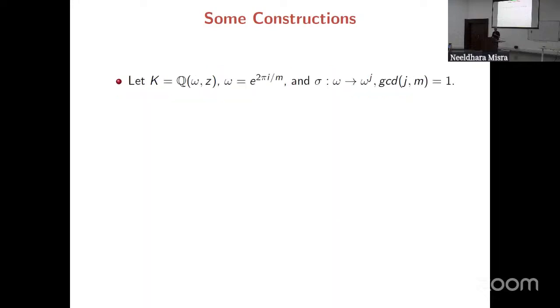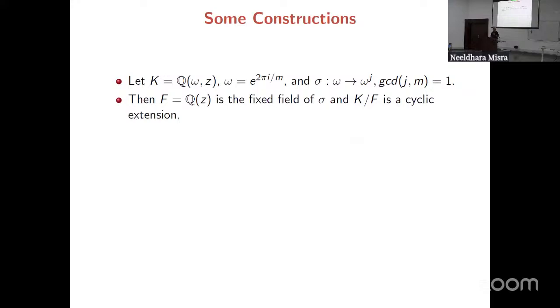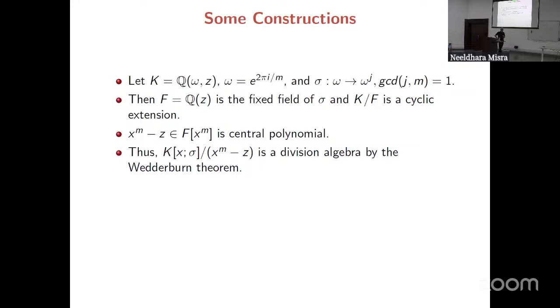And here is the other construction which I'm going to use in a bit. K is the field I mentioned earlier, Q adjoined with the mth root of unity and a commuting indeterminate z. And the fixed field for sigma, which maps omega to omega to the j, will be Q adjoined with z. And it turns out, which is not difficult to check, that again, this z will play the role of a in that Wedderburn theorem. So x to the m minus z is a central polynomial, and by Wedderburn's theorem, this quotient will be a division algebra.